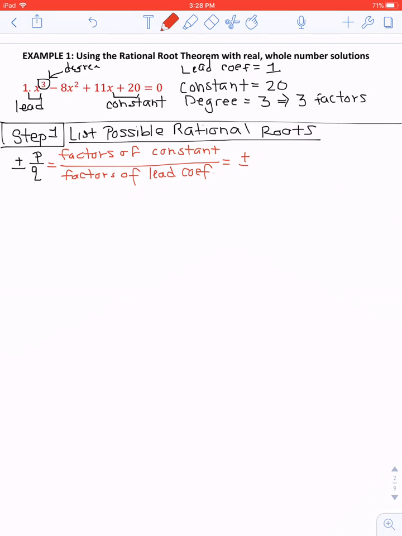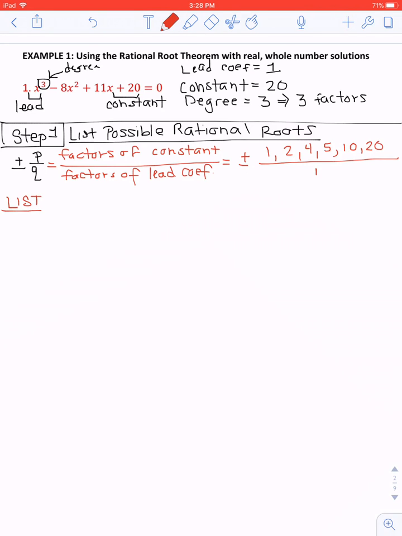So we have a list, plus or minus. All right, our constant here is 20. So what are the factors of 20? 1, 2, 4, 5, 10, and 20. All right. So those are all numbers that evenly divide into 20. So they're the factors of 20. All right, factors of the lead coefficient. Well, the lead coefficient is 1, so that's nice. It only has one factor, 1.